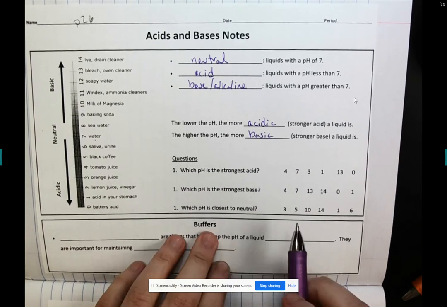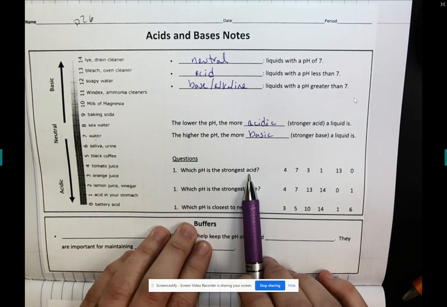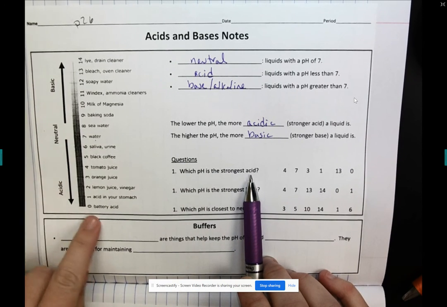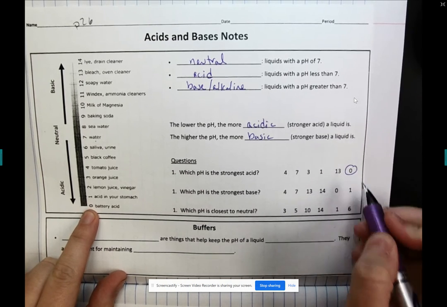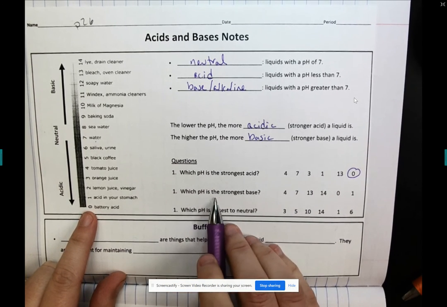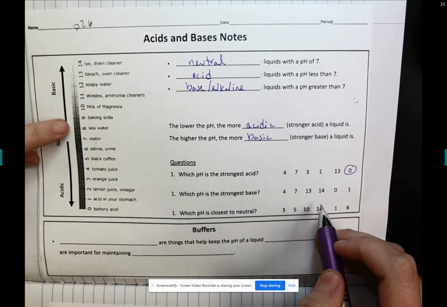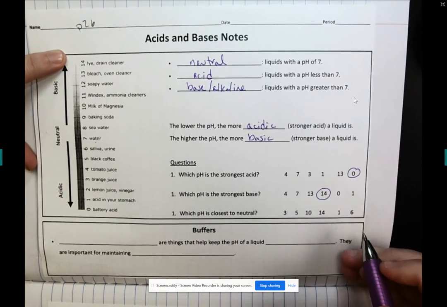So let's take a look at some examples. Which pH is the strongest acid? So I know that acids are down all the way from 0 to 6. So 0 is the strongest acid. Which pH is the strongest base? So bases or alkalines are on the other side. So that would be all the way up to 14.